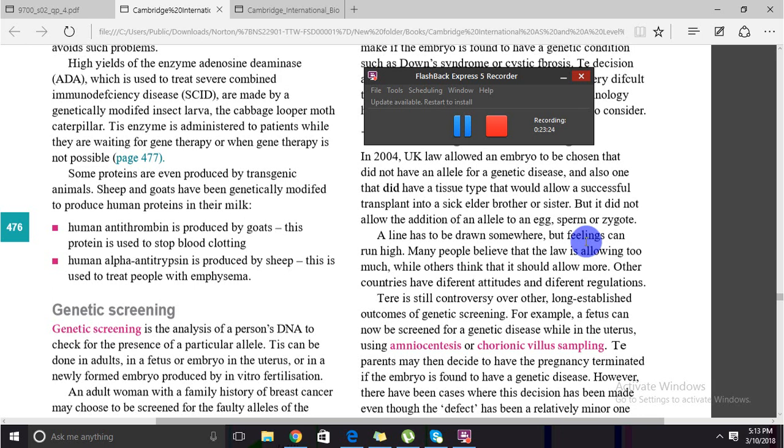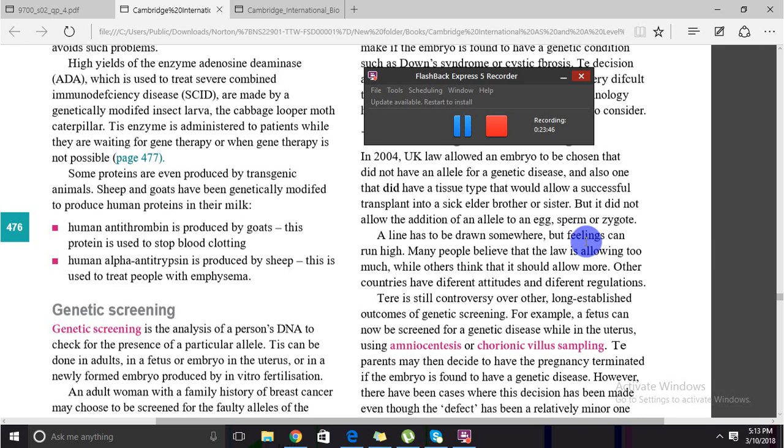And then embryonic biopsy can be carried out. When the embryo is at the 8-cell stage, a cell can be collected, and the DNA from the cell can be tested to see which embryo does not have any sort of abnormal allele, and that embryo can then be selected.